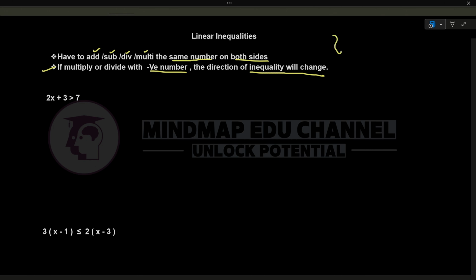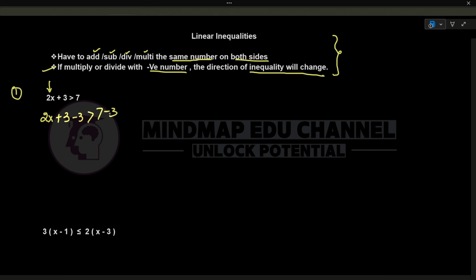Let's understand these two basic concepts about linear inequalities by solving a few examples. The first one given here is 2x plus 3 greater than 7. First of all, we need to isolate the x term. So what will we do? We will subtract 3 from both sides of the inequality.